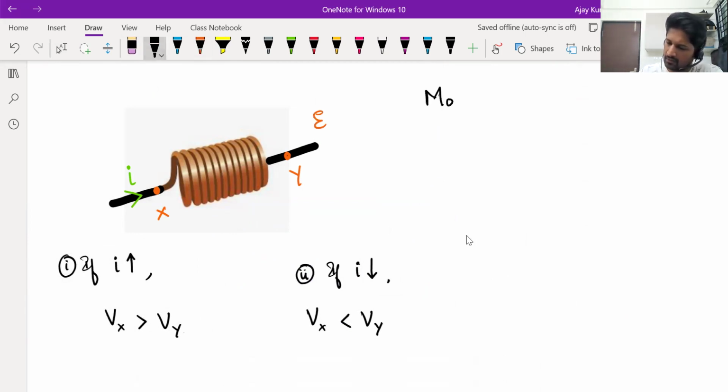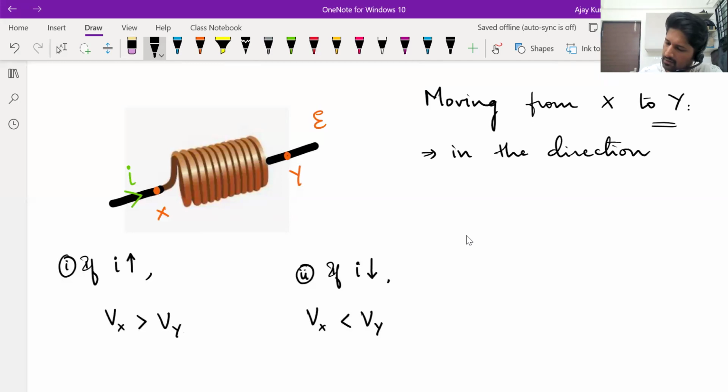Imagine moving. Who is moving? Some observer, or there is some potential checking probe. Imagine moving from X to Y. If you are moving from X to Y, it means you are moving in the direction of current.